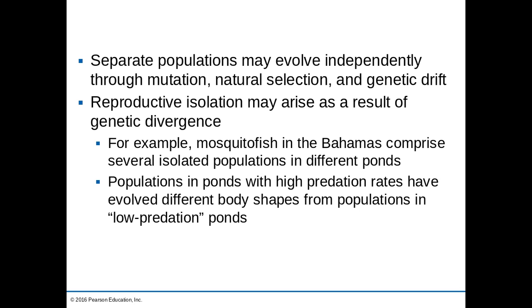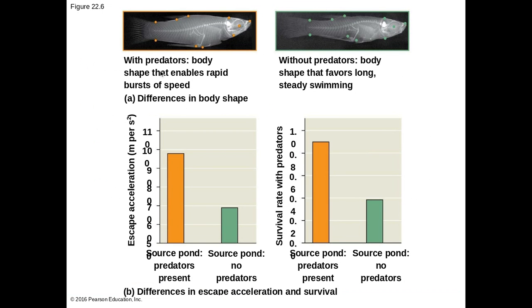So populations in ponds with high predation rates have a different body type than those in low predation ponds. The ones with lots of predators have a body shape that allows them to swim away really rapidly. But the ones that live without predators have a long, steady swimming body shape that allows them to keep their body shape consistent. So those have evolved differently, even though they came from the same original population. They now have different body types due to the environment they're in because they can't get from one pond to another. And so the individuals in each pond continue to interbreed with each other, and depending on which pond they're in, may be more or less fit.